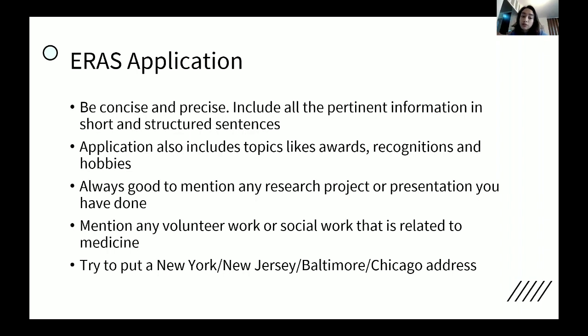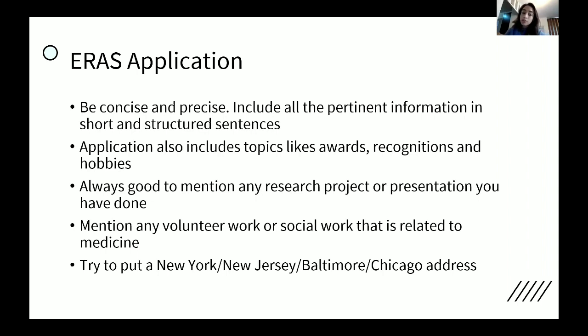And this is a pro tip. While you're putting in your application, they ask for contact details. If you have somebody in New York, New Jersey, Baltimore, or Chicago, try putting their addresses in your contact details. It's very well known that people who have New York addresses get a lot of interviews from New York, and New York has a lot of IMG-friendly hospitals, so you will get a lot of interviews from that area. Same with Baltimore. Baltimore seeks out residents from around the Baltimore area as well.